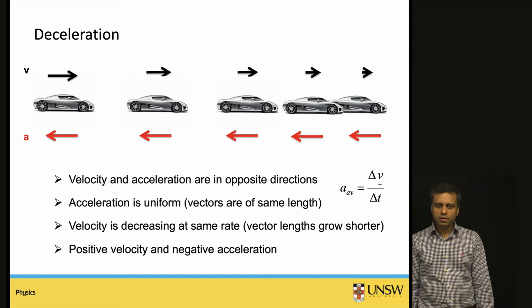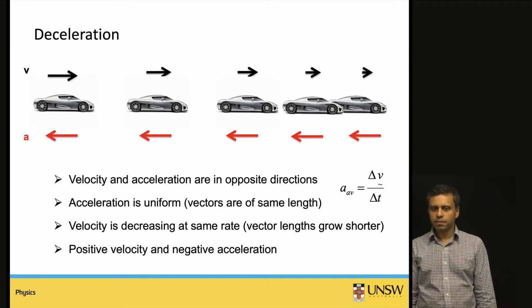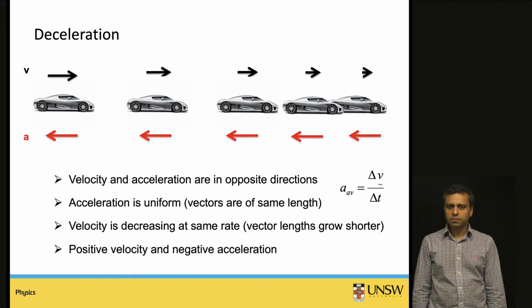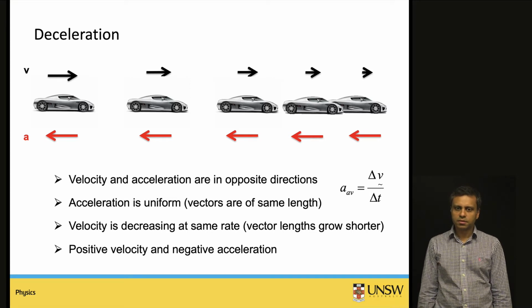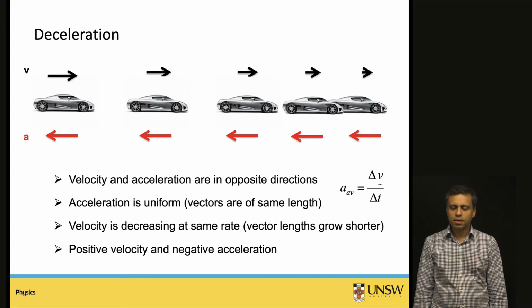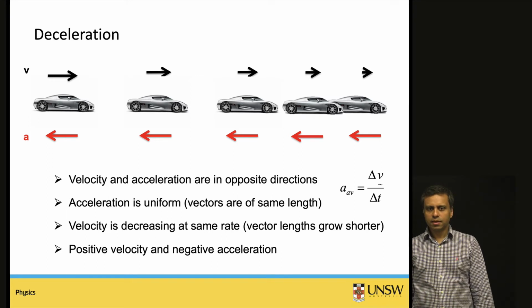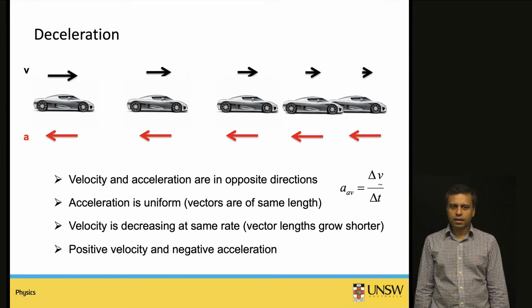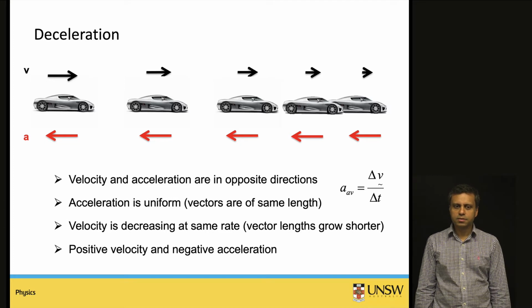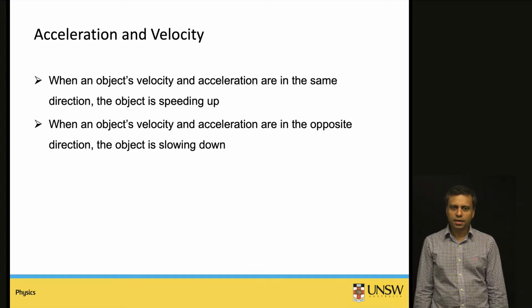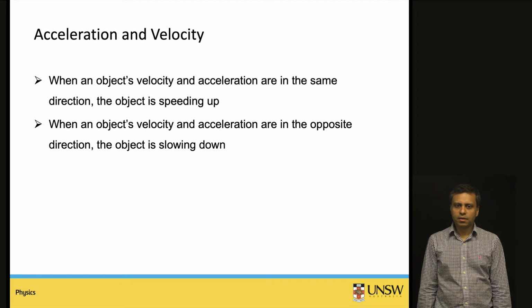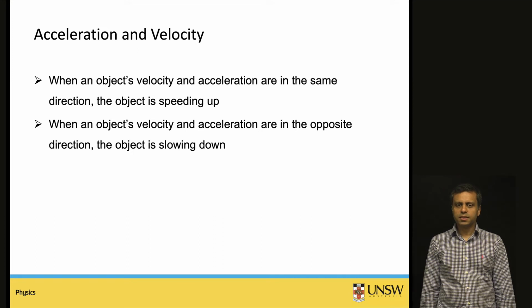Now the final velocity is actually smaller than the initial velocity, right? So v2 minus v1 gives us a negative quantity, and time is always positive, so the acceleration is actually negative in this case. So this is called deceleration, and as you see, as a result of the deceleration, the car is slowing down. So in general, when an object's velocity and acceleration are in the same direction, the object is speeding up, and when the velocity and acceleration are in the opposite direction, then the object is slowing down.